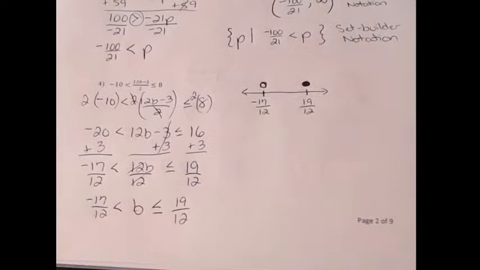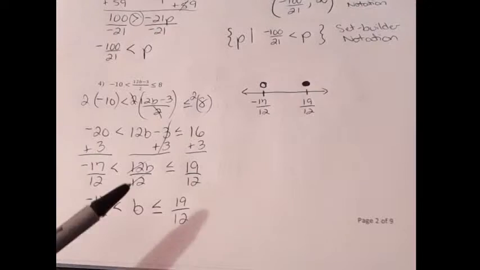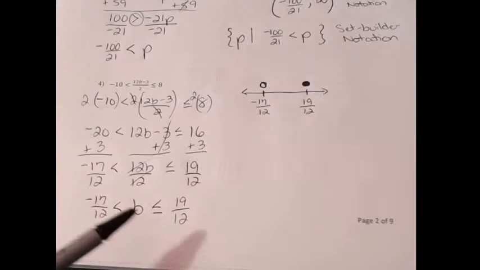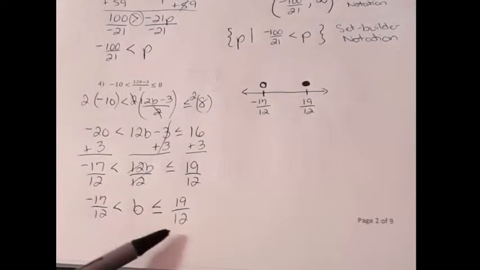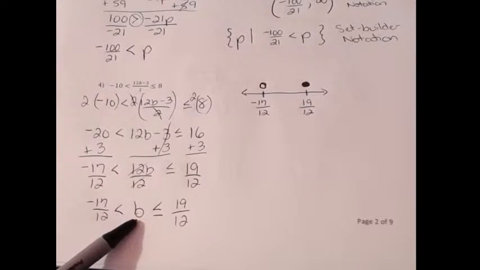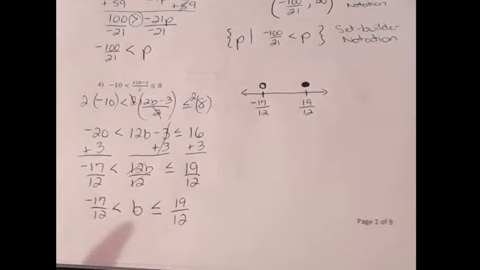Now you're probably wondering where you should shade. There are a couple ways to think about this. The first way to think about it is where b is in relation to these two values. b is right in the center of these two values, but that's because of what it actually says. So I'm going to read this to you, and I want you to think about this carefully. Negative 17 over 12 is smaller than b, but b is smaller than 19 twelfths.